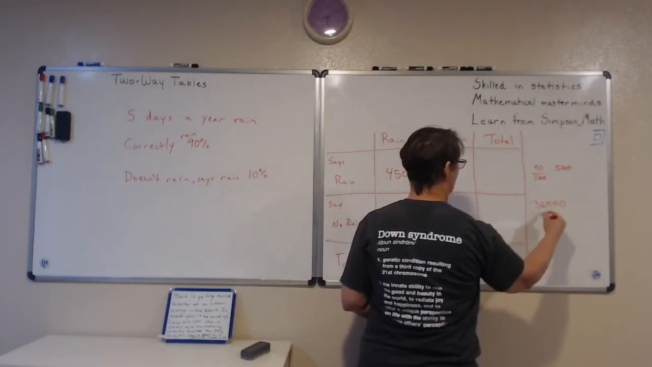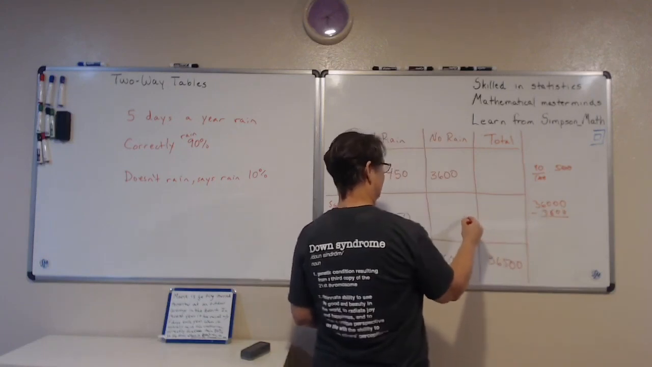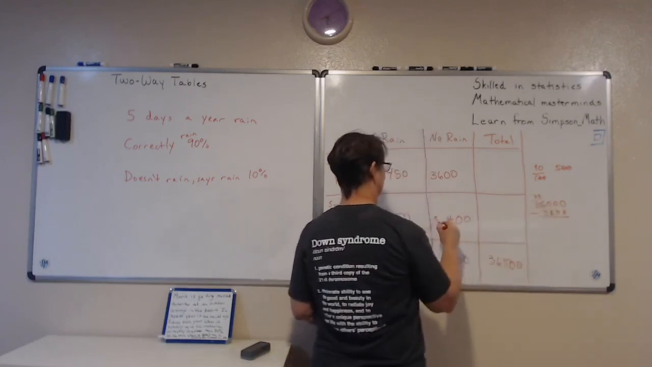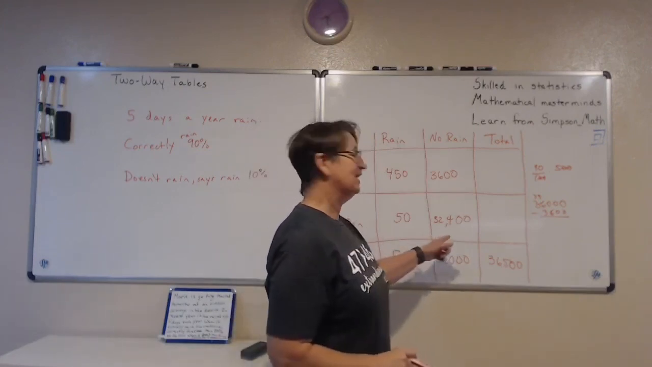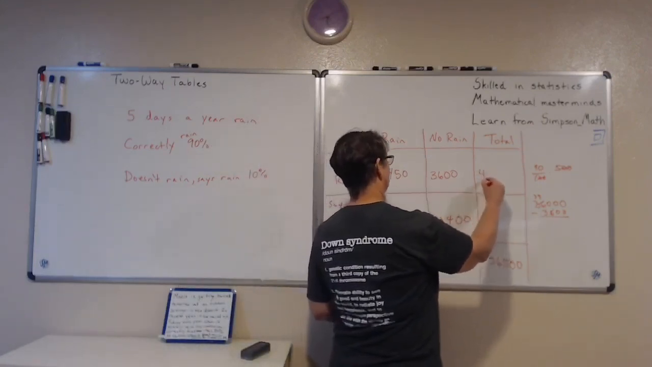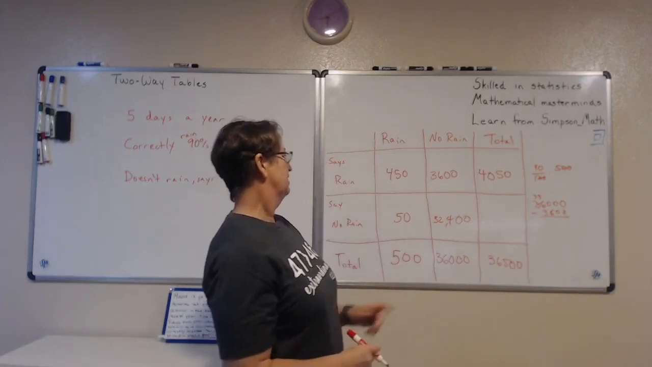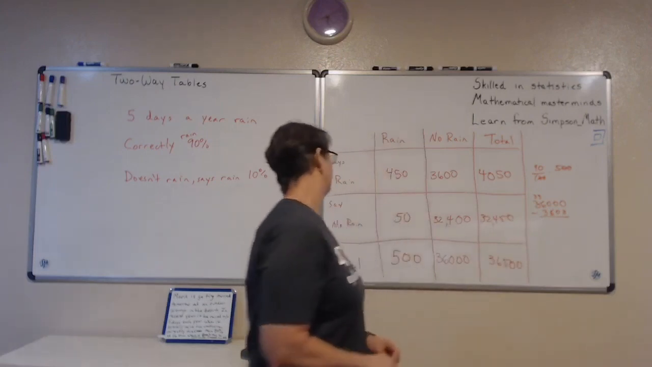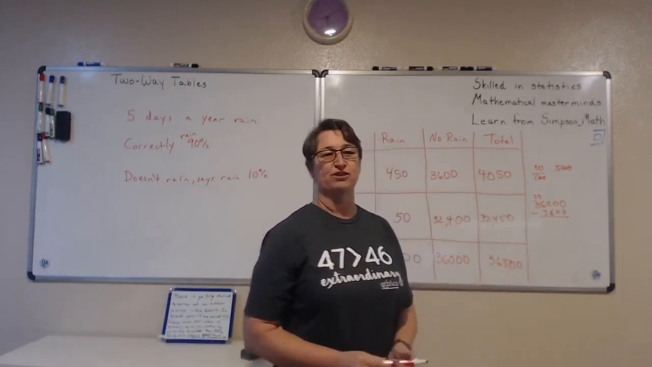36,000 minus 3,600. So 0, 0, 4, that had to borrow, so 32,400 of the days it doesn't rain, and he says it doesn't rain. All right, then we're going to add, so we get 4,050 days he says it does rain. And then here we've got 32,450 where he says no rain. Those should, if I've done it correctly, add up to be that 36,500.